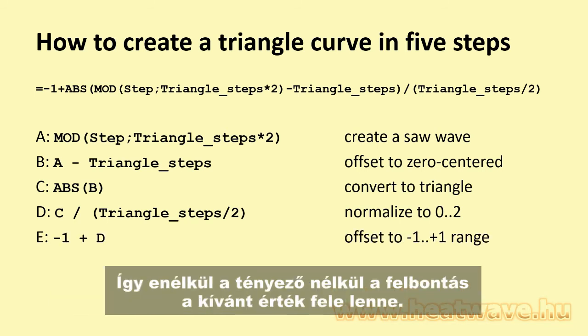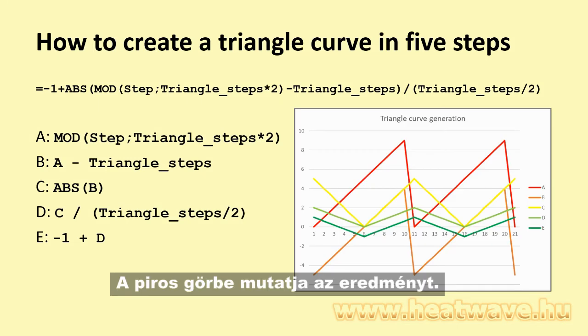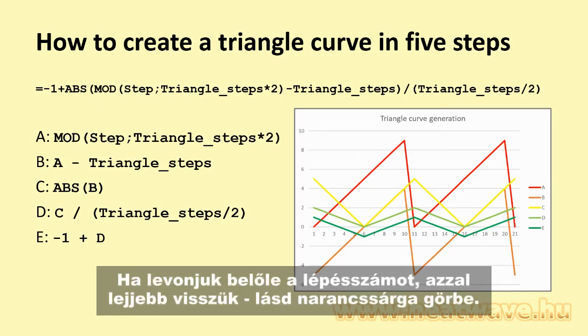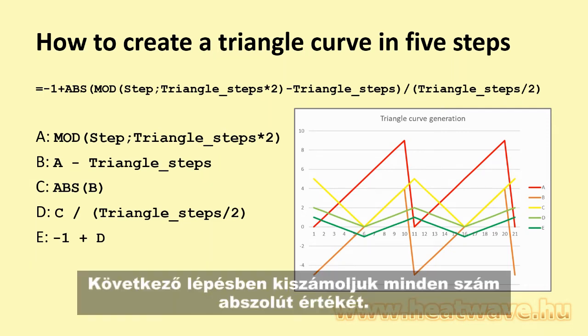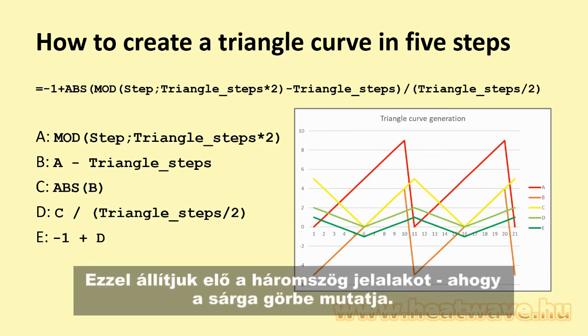Without this factor, the resolution would only be half of the intended. The red curve shows the result. If we now subtract the number of steps, the curve will be shifted down, see the orange curve. In the next step, we calculate the absolute value of each number. This creates the actual triangle waveform as shown in the yellow curve.